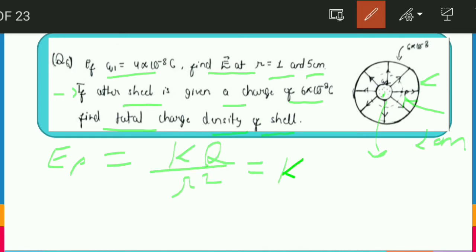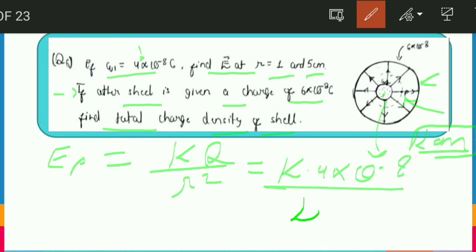K q is this much amount, 4 × 10^-8, and r is 2 centimeter, so 2 centimeter whole square. So putting the value, you will get a value of 9 × 10^5 Newton per Coulomb. So this is the electric field at point P.